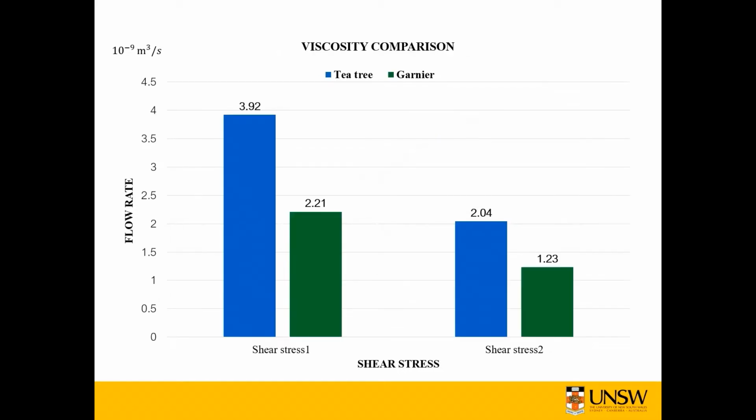The second graph shows different flow rates between two kinds of shampoos. It can be seen that both flow rates, at shear stress 1 and shear stress 2, of tea tree shampoo are higher than Garnier shampoo.